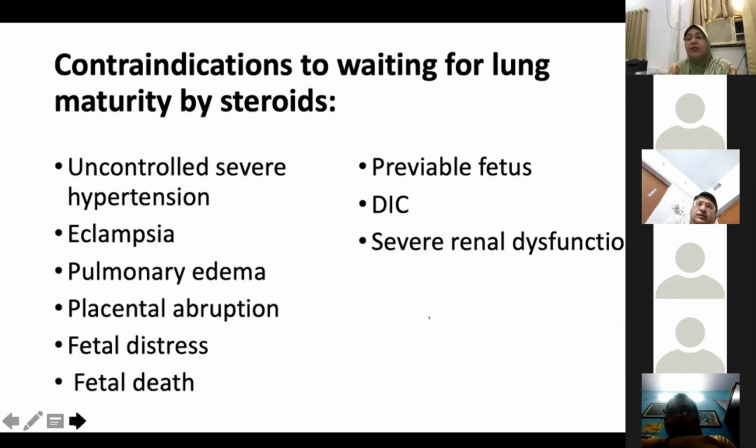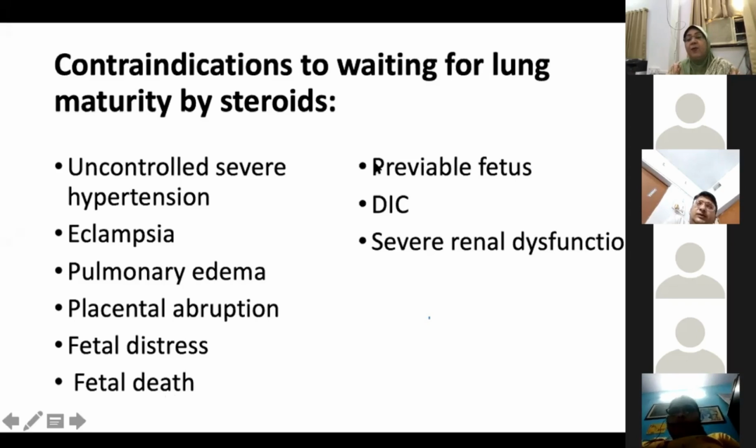So when she has uncontrolled severe hypertension because of the risk of intracerebral hemorrhage, when she develops a fit, you know the prognosis will worsen if you wait now. If she has pulmonary edema, or there is an abruption. When the abruption is there, you are going to wait for the baby? And this will harm the baby, isn't it? Distress, fetal death. If you are waiting here, there is no benefit because the baby is already dead. Now you are just risking the mother to more morbidity and possible mortality.